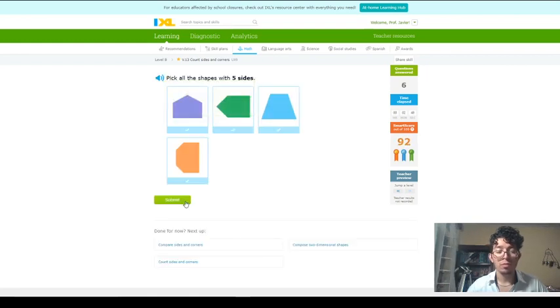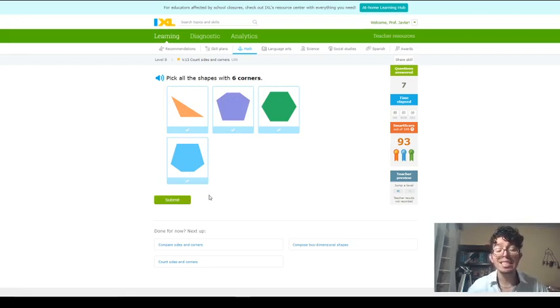Pick all the shapes with 5 sides. Let's see. 1, 2, 4, 5. Yes. 1, 2, 3, 4, 5. Yes. 1, 2, 3, 4. 1, 2, 3, 4, 5, 6. No, these ones.